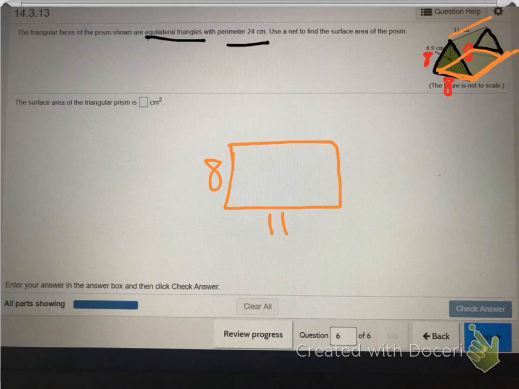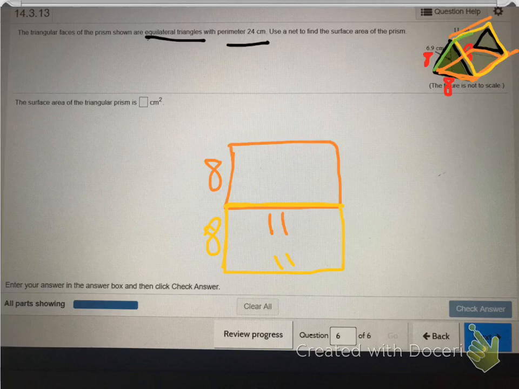Okay, then I'm going to switch colors and draw this front face right here. I'm going to draw that down here. So this line right here is 11, and this line right here is 8. Okay, then switching to green, I want to draw this back shape right here. I'm going to draw that up here. So that's 11, and this is 8.